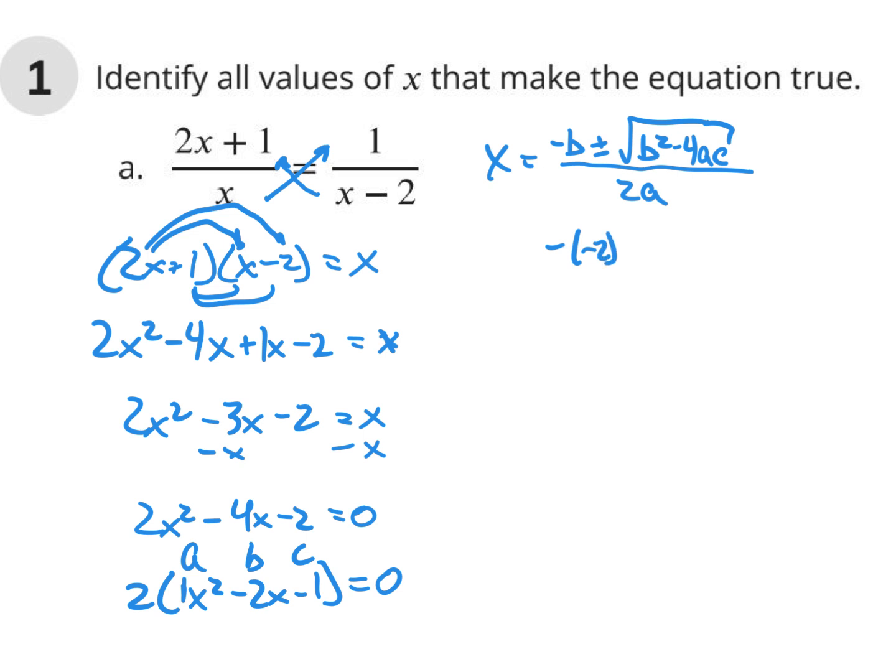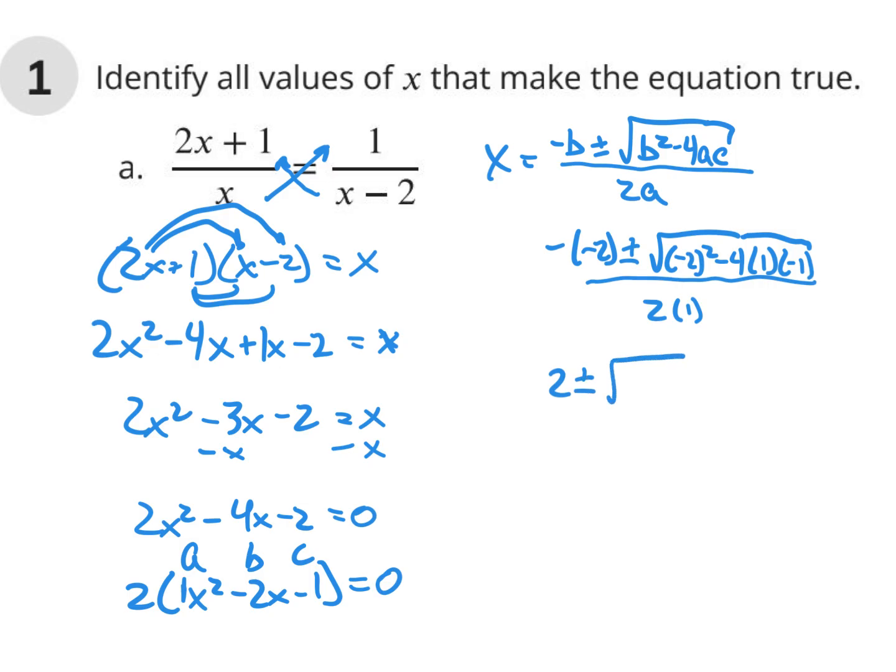So we got negative of negative 2 plus or minus the square root of negative 2 squared minus 4 times a, which is 1, times c, which is negative 1, all over 2 times a, which is 1. So you get 2 plus or minus the square root of 4 plus 4, all over 2. 2 plus the square root of 8 over 2, comma, 2 minus the square root of 8 over 2.